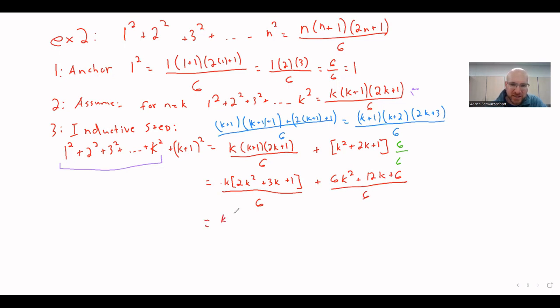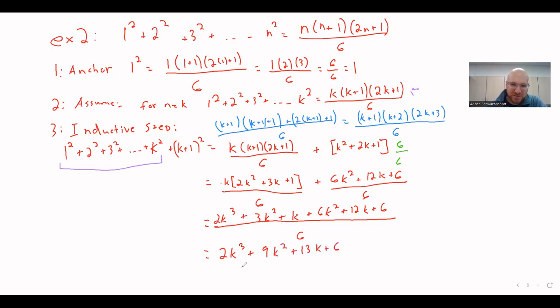Now I'll multiply my k in. K cubed plus, no, 2k cubed plus 3k squared plus k, 6k squared plus 12k plus 6, and they're both over 6, so I can make them a single thing over 6. Now I can combine like terms, 2k cubed plus 9k squared plus 13k plus 6 over 6.